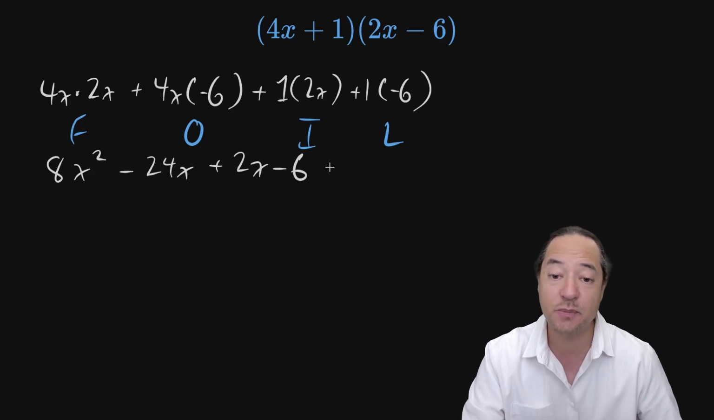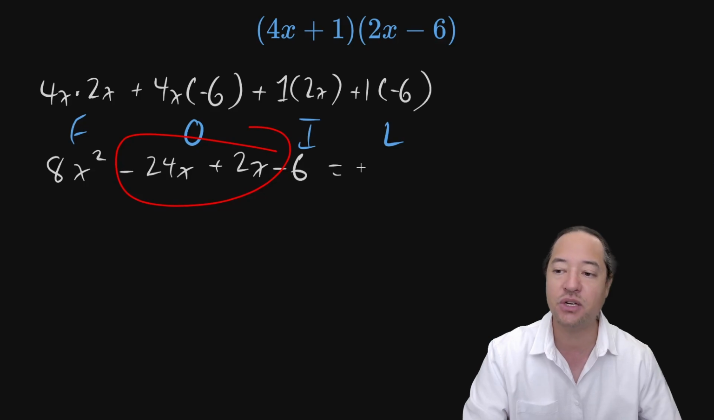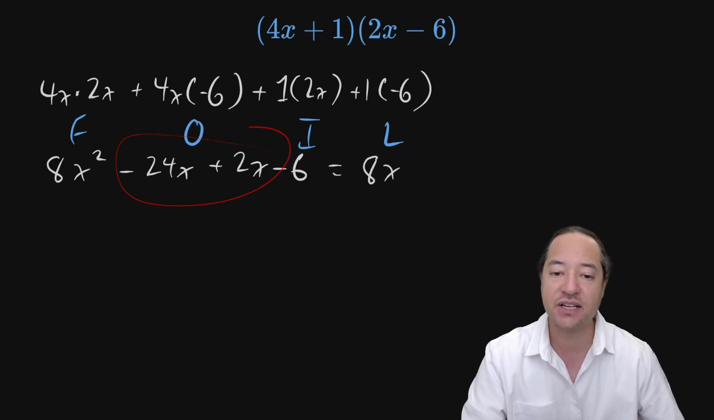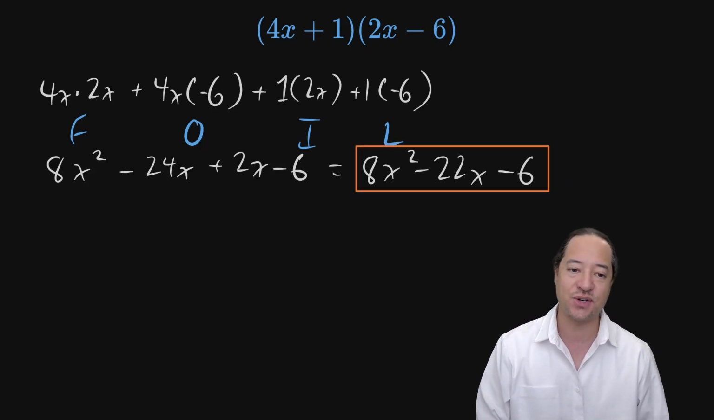And we can simplify this a little bit further. We can combine these two like terms that were in the middle here. We'll wind up with an 8x squared minus a 22x minus a 6. And there we go. That's going to be our final answer right there.